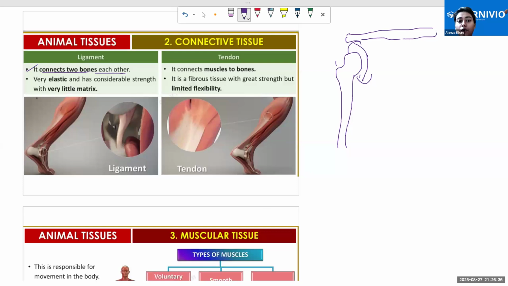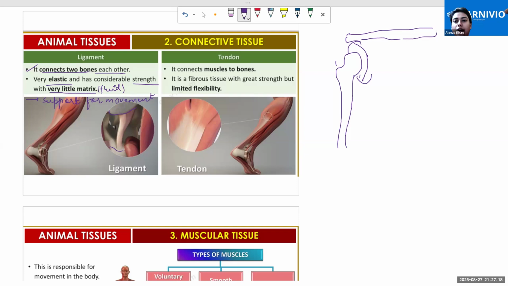So they are providing a kind of support to your bones, support for movement. These are the ligaments which are connecting your bones. This is one bone, and below that you have another bone, and they are connected to each other. As you well said, they are elastic in nature and have strength with little matrix, meaning little fluid. Their strength is much more to keep the parts of the bone connected.